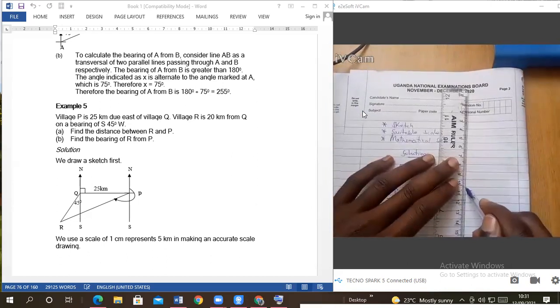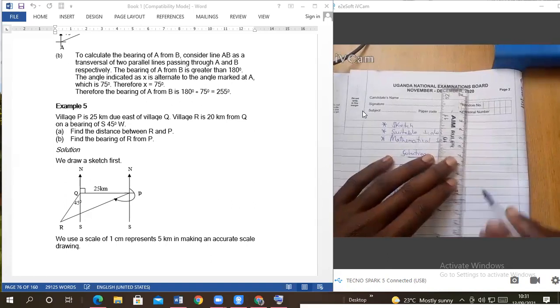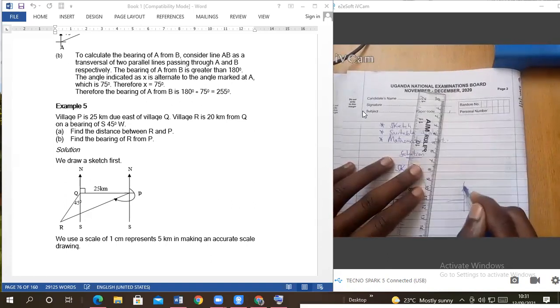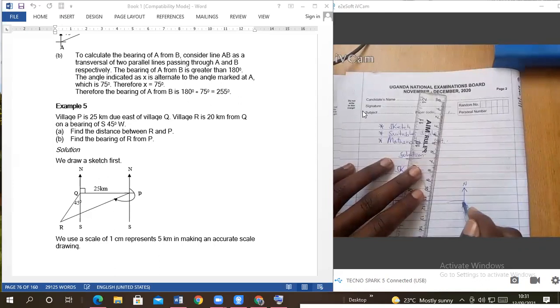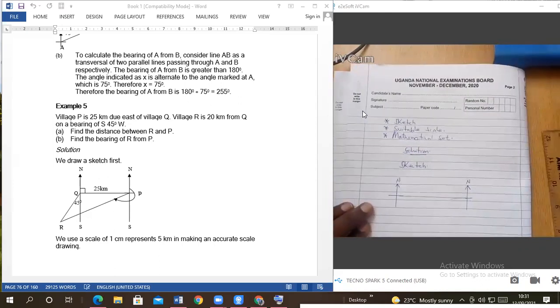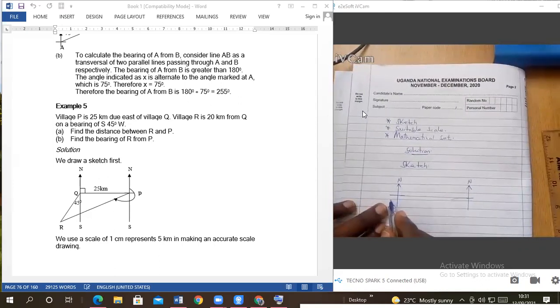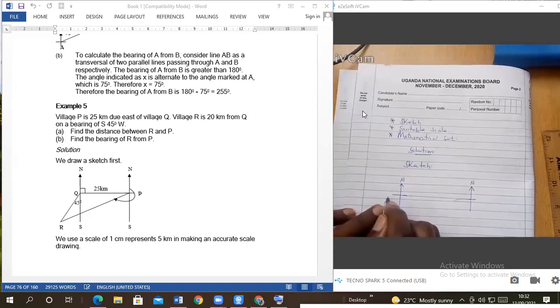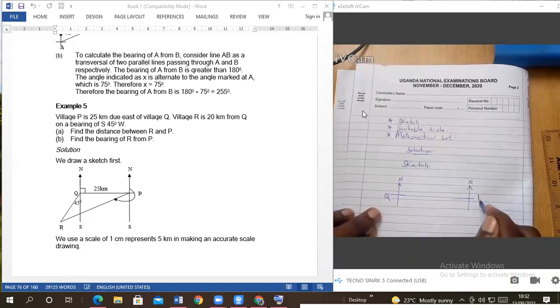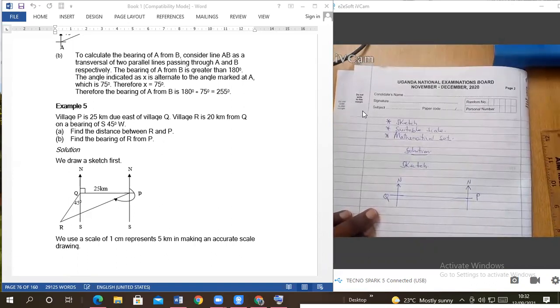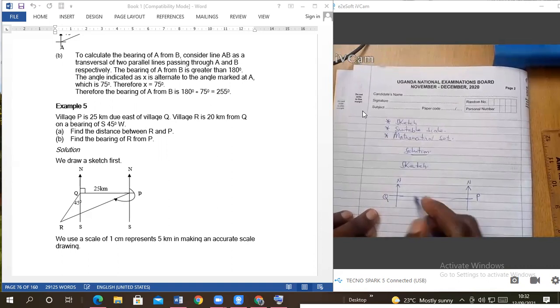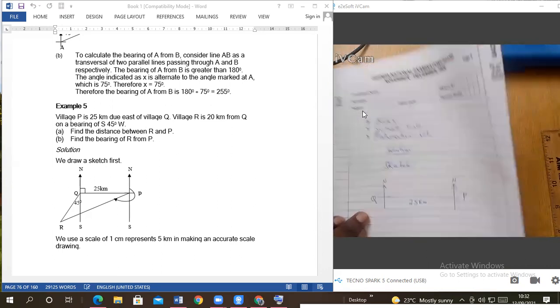We can just approximate because here we are not yet accurate. Here we are just approximating. That is our north. So members, which point is this one? This one is our Q, not so? And then this is our P. But the distance between them is 25 kilometers.